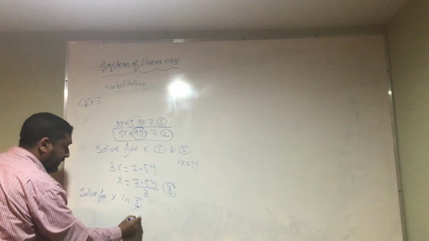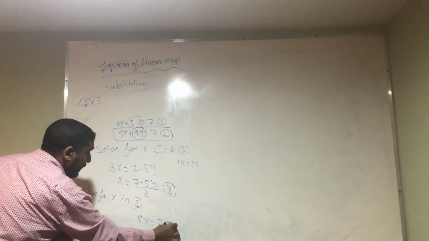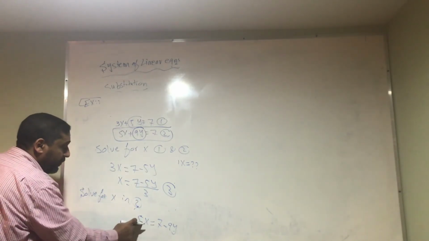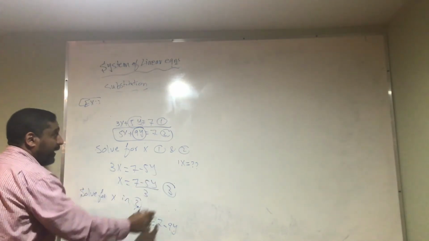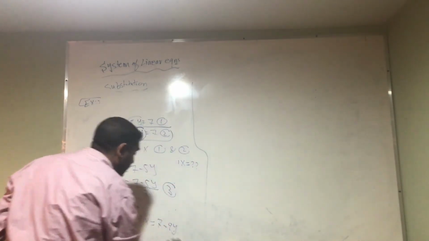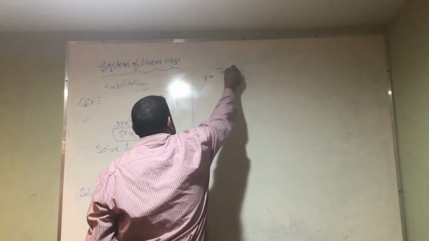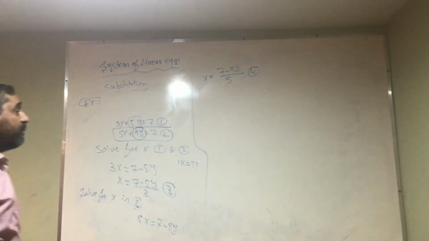So you have 5x equal to 7 minus 9y. I just took 9y to the right, so it becomes minus 9y. I have to get x with 1 in front, so I have to divide by 5. So x equals 7 minus 9y divided by 5. Let me call it equation number 4.